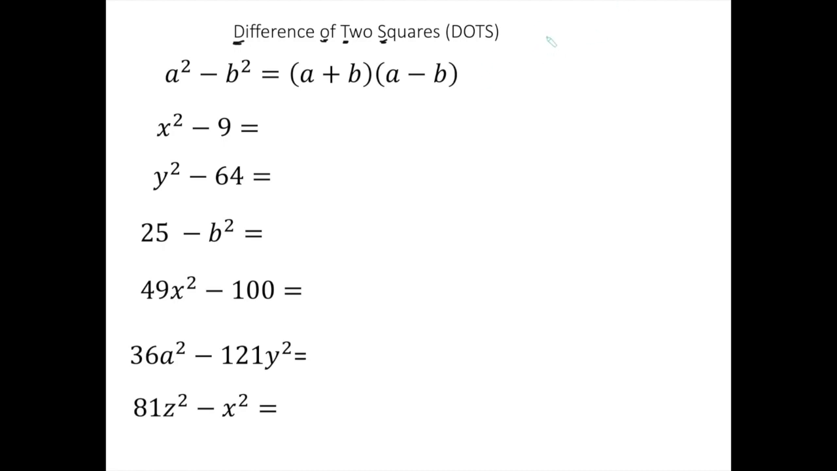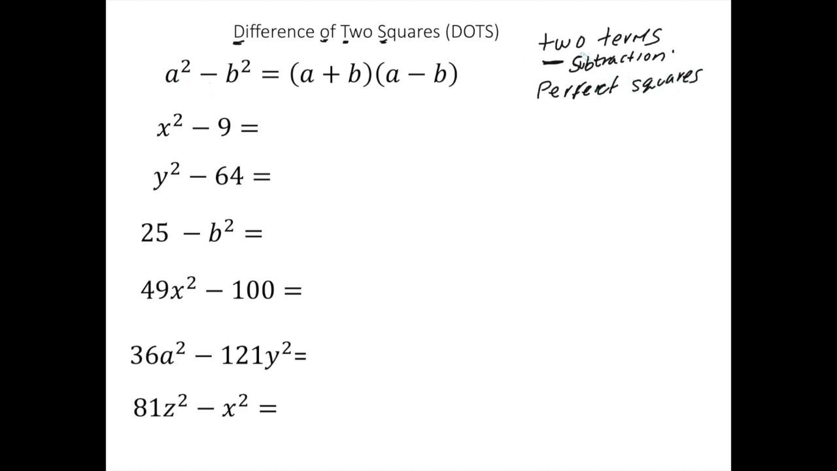You usually have two terms. So you only have two terms. Those terms are separated by subtraction. So you have a subtraction sign. And both terms are perfect. So you have perfect squares at either end.